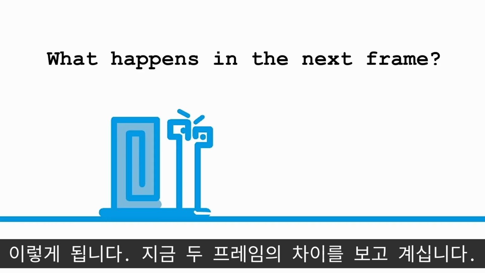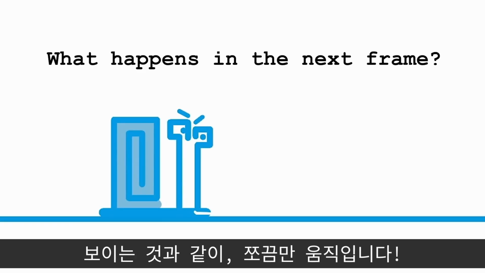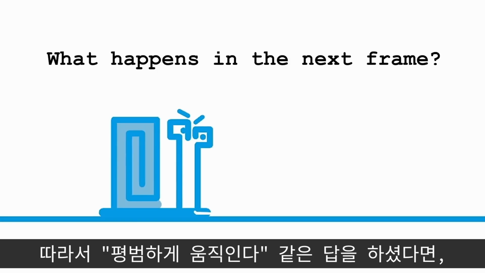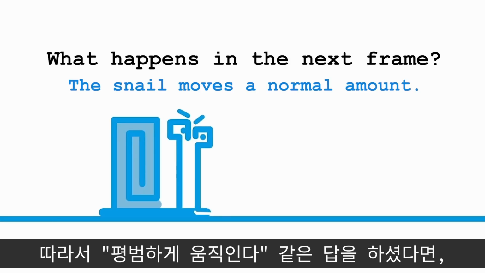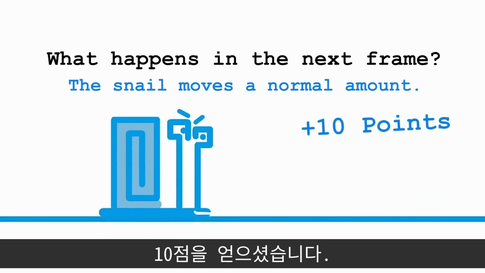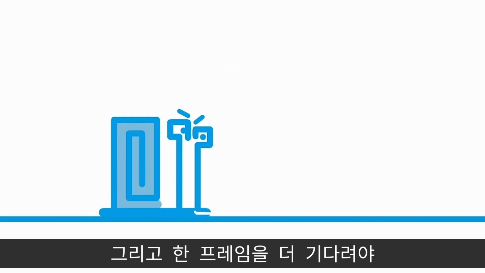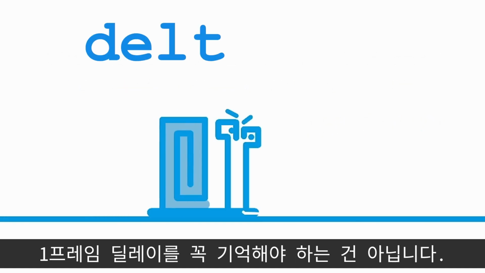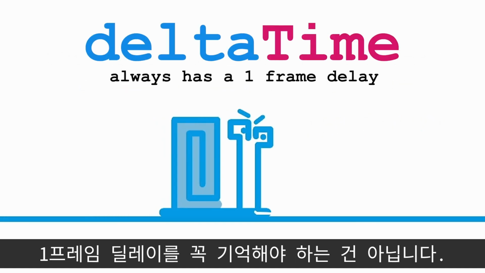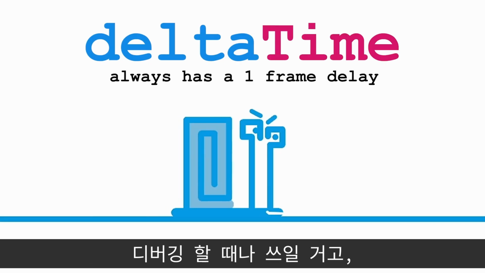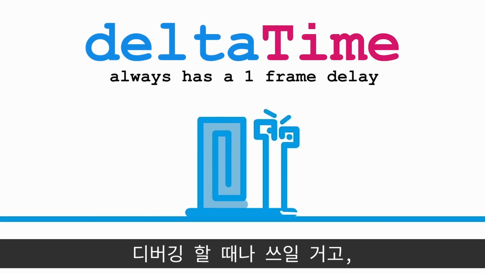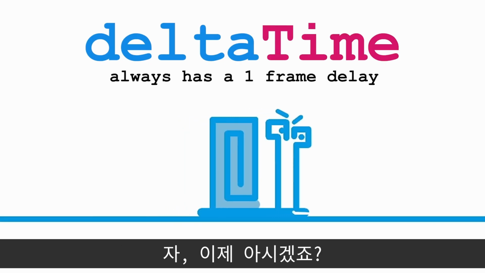Here it is. I'm playing the same 2 frames over and over again, so you can see just those 2 frames. And as you can see, it's moving a little bit, a tiny little bit. So if you guessed anything like it moves a completely normal amount, then you get 10 points. And only in the next frame the expected teleport forward occurs. Why is it important to know that DeltaTime always has a 1 frame delay? Well, honestly, it's only really useful for debugging and for avoiding your own confusion. So now you know how it works.